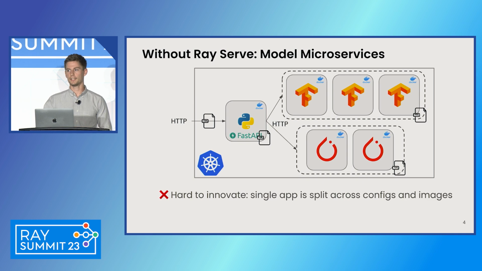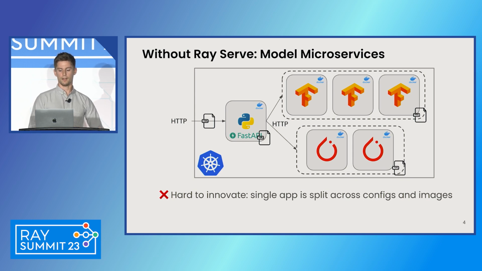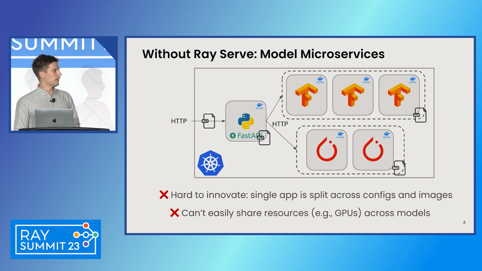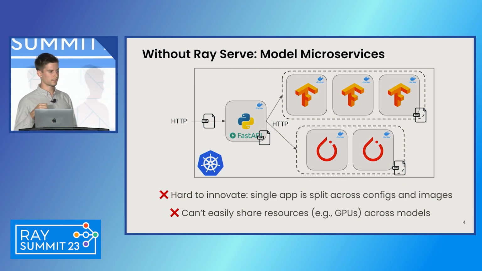The first is that it can be really hard to innovate. Because you have this single logical application split across many different components, it requires a lot of expertise, and there are a lot of moving parts that you need to update in tandem. It can also be really hard if you want to efficiently use and share resources among multiple different models. For example, if some models are used infrequently and you want to have them share the same GPU, this can be really complicated to achieve with Kubernetes, maybe requiring you to understand the internals of the scheduler or use some kind of plugin for the cluster.